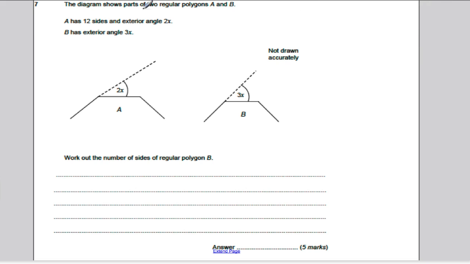Okay, the diagram shows parts of two regular polygons. A regular polygon is a straight-sided shape where all the sides are the same length. A has 12 sides and exterior angle 2x. B has exterior angle 3x. Work out the number of sides of regular polygon B.